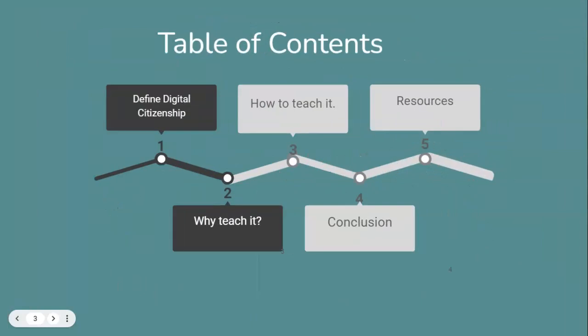Throughout this professional development, we will look at the definition of digital citizenship. We will discuss why we teach it. We will discuss ways to teach it. And we will also provide you with some resources to take back to your classroom and embed it into your everyday teaching lessons.